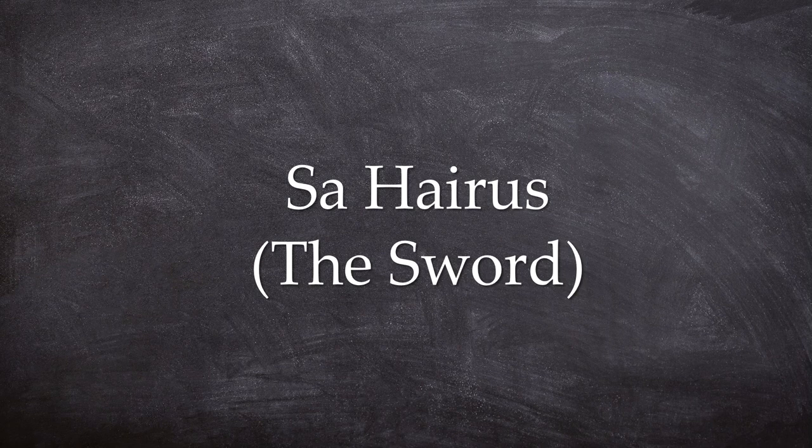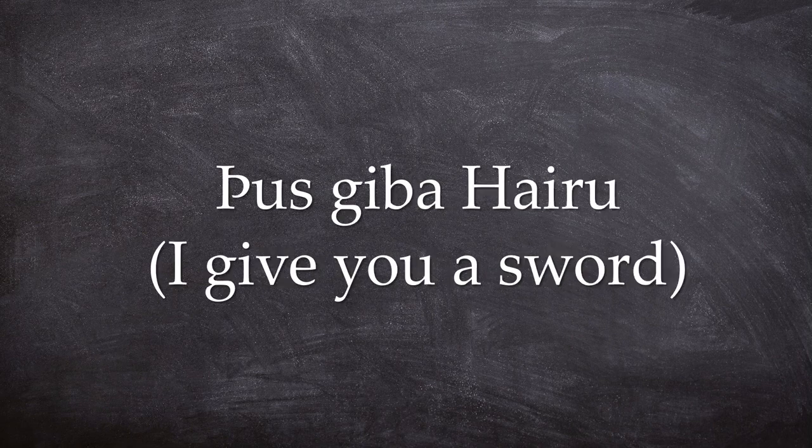Now let's try it with herus, which means sword. And this is a u-stem, as you can tell by the u at the end. Herus. It's a masculine noun, as you can tell by the article at the beginning, sa herus. The same thing is going to happen to it. You take away the s to put it into the accusative form. Thus giba heru. I give you a sword.